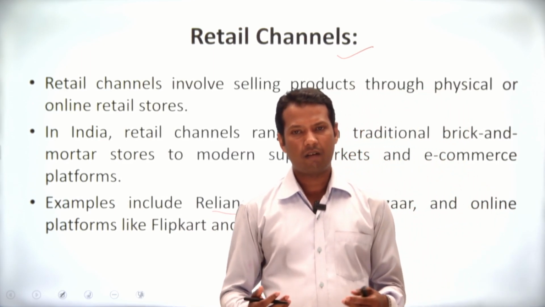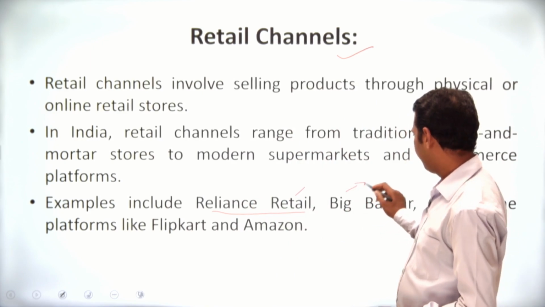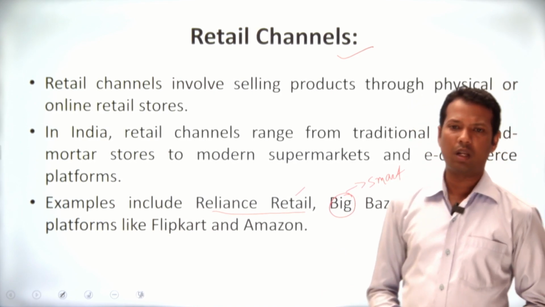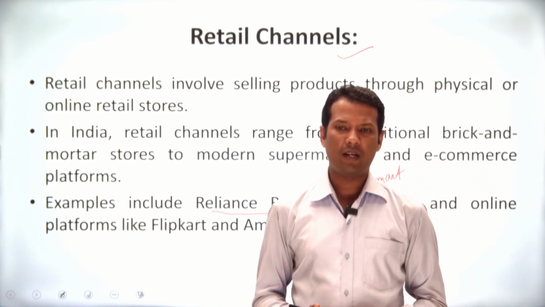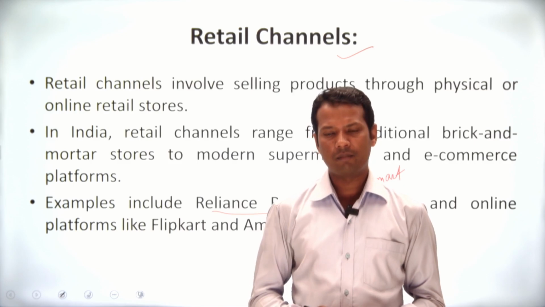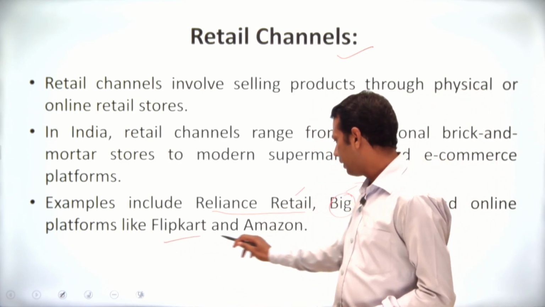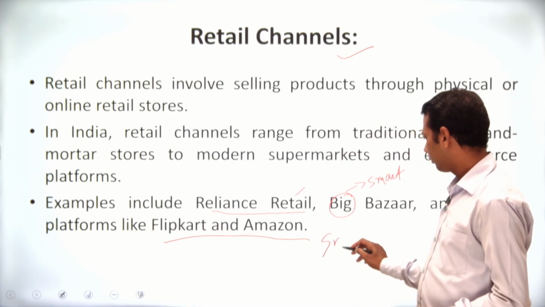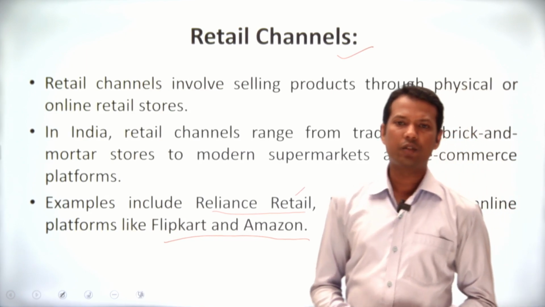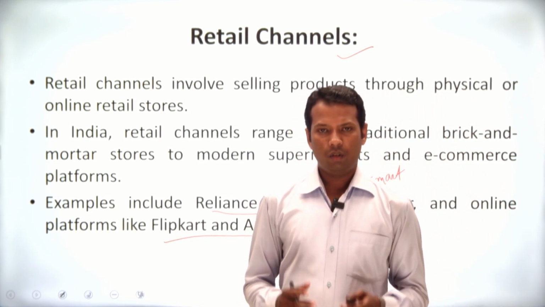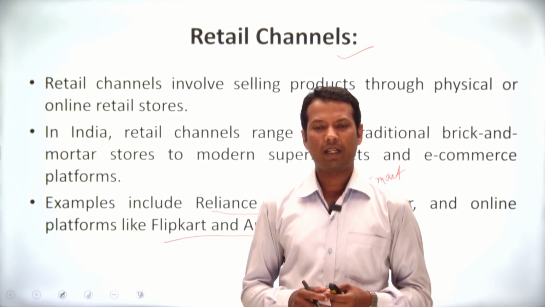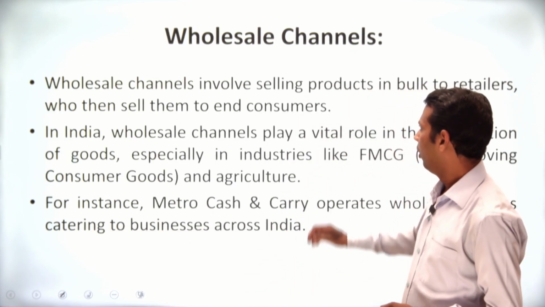Big Bazaar. Right now we don't have Big Bazaar, but we have Smart Bazaar. This company has been sold out, so now it is a subsidiary of Reliance Industries, and it's known as Smart Bazaar. Also there are a lot of online platforms like Flipkart, Snapdeal, Amazon. So there are a lot of online retail stores also. This is also one of the processes of marketing channel. Next, wholesale channels.